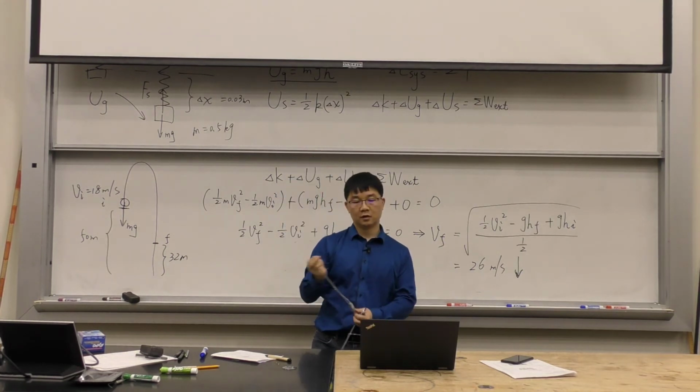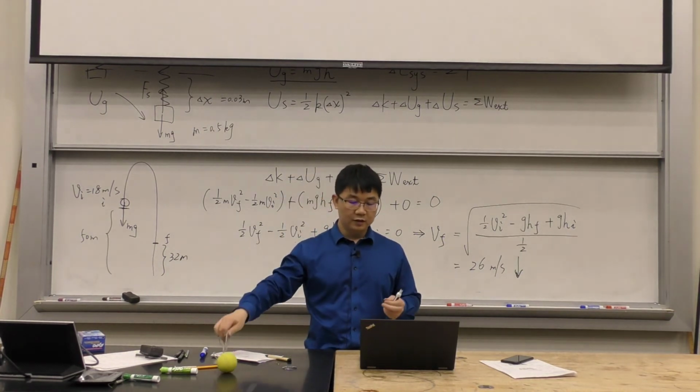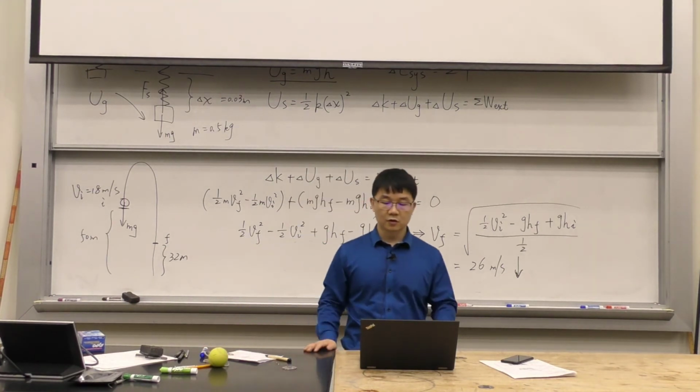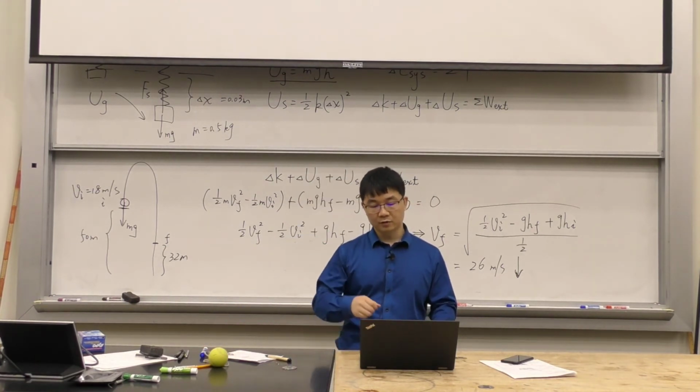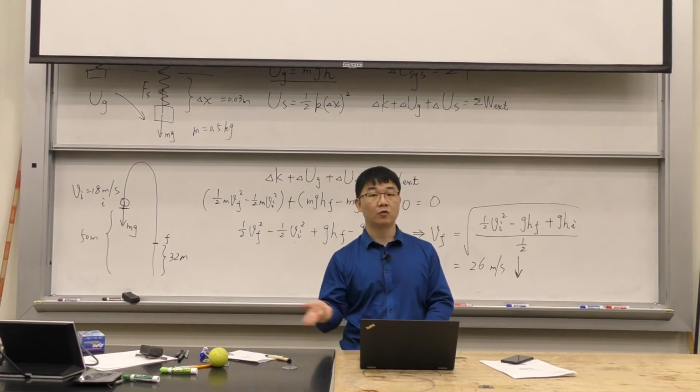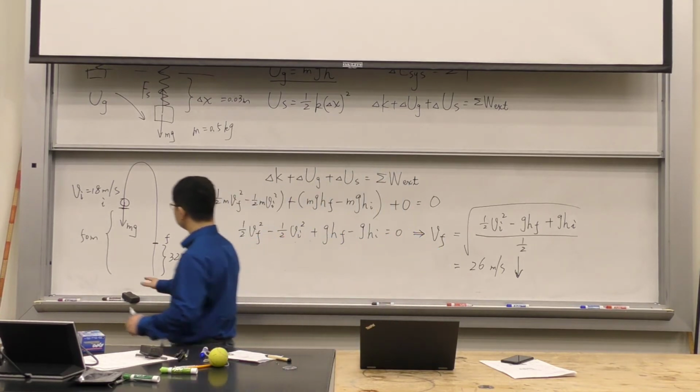So what we want to do is this. Say I know the length of the string, I also know the angle where I'm going to release the pendulum. I want to predict the speed of the pendulum at the lowest point. Okay, so that's what I want to do.